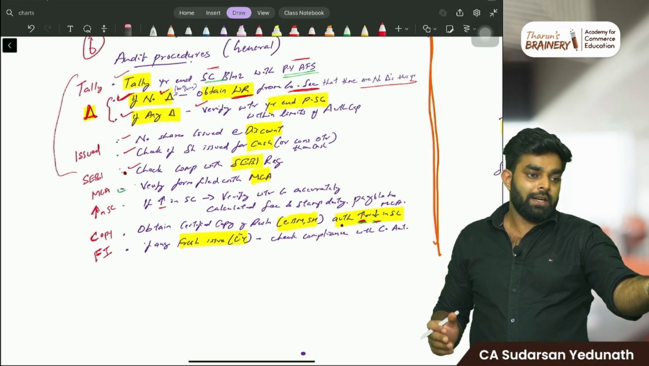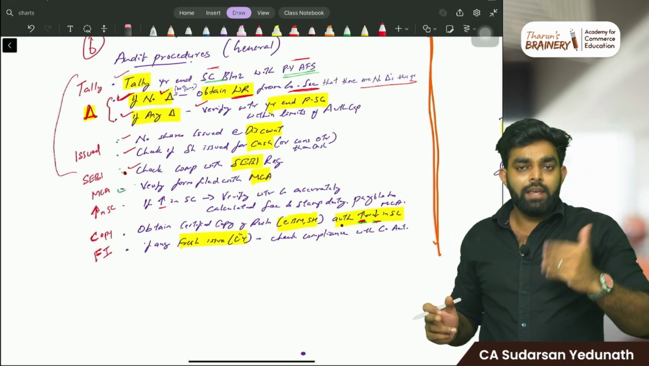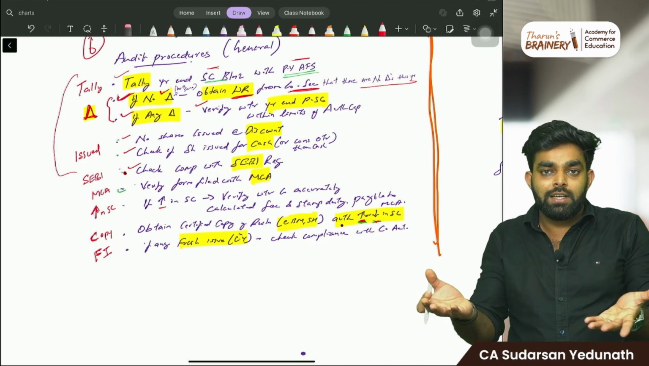Ask the company secretary, since there are no changes, to write it on a piece of paper as a written representation and give it to me that there are no changes. Ask the company secretary, that's it.